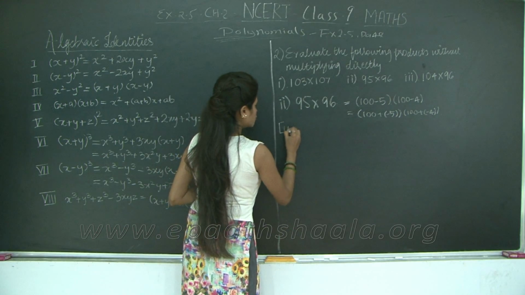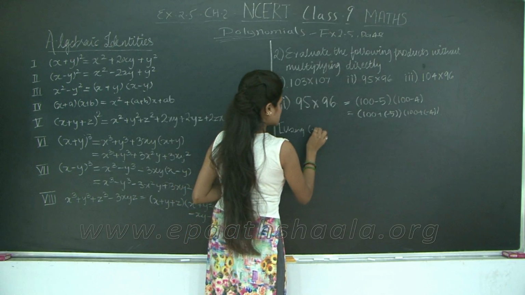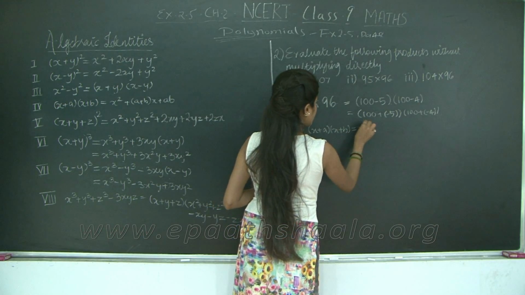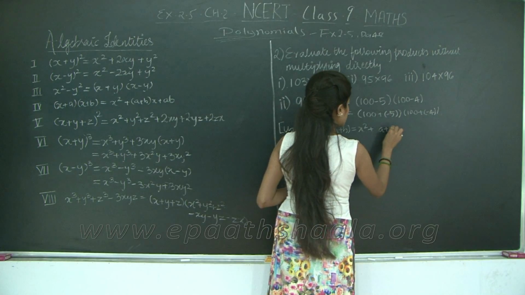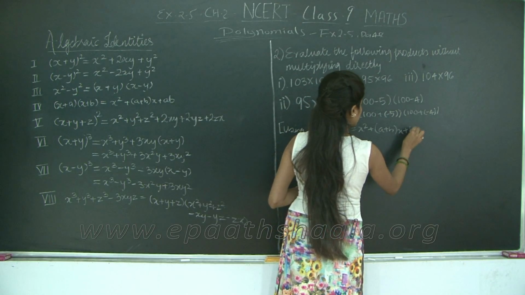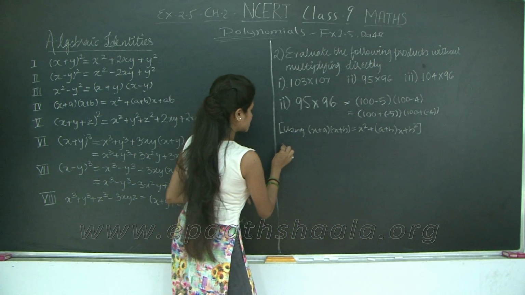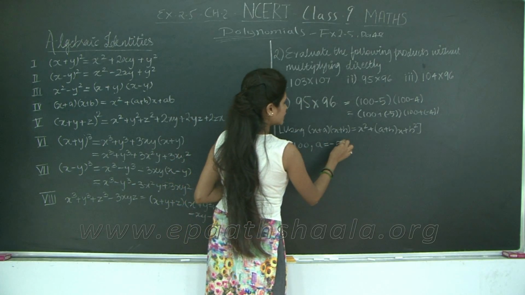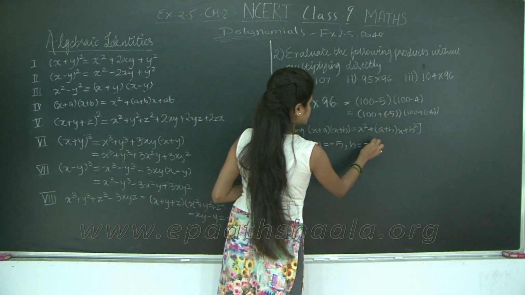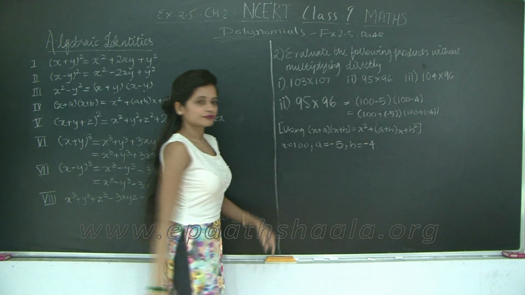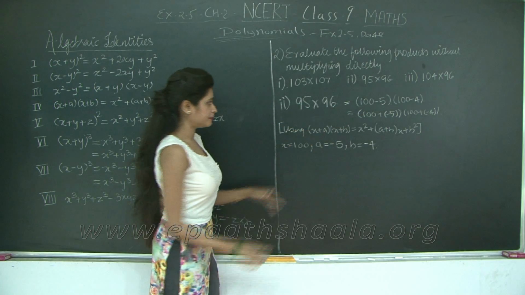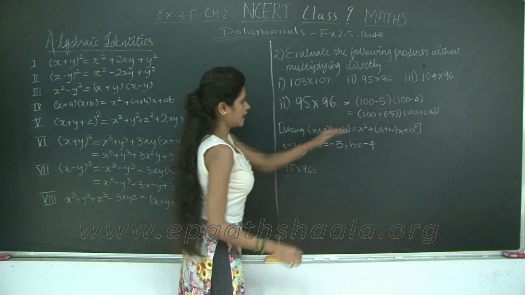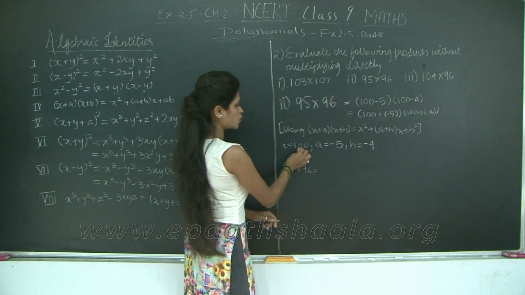So let's say using x plus a into x plus b is equal to x square plus a plus b into x plus ab, right? The value of x is 100, the value of a is minus 5 and the value of b is minus 4. Correct? Now let's go ahead and solve a sum. So 95 into 96 will be x square. X is what? 100. So 100 square.